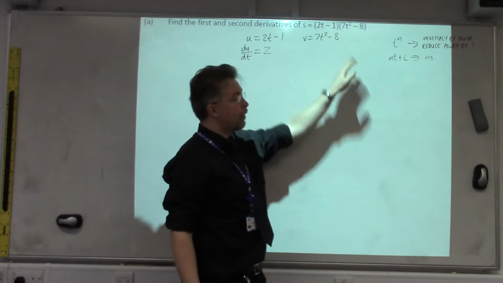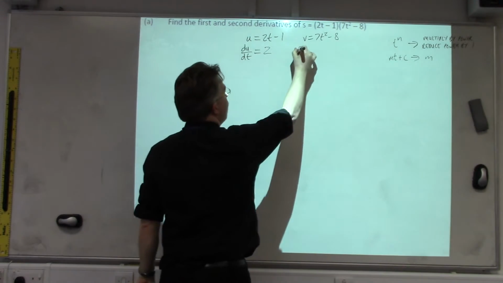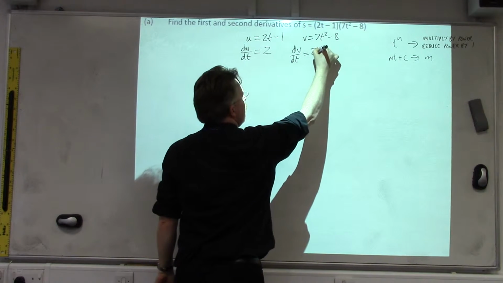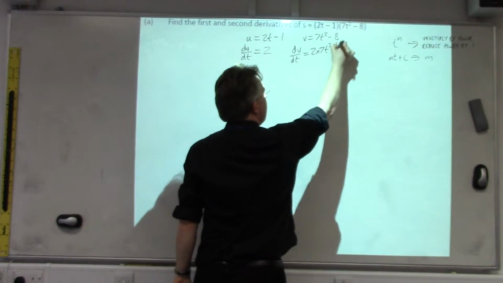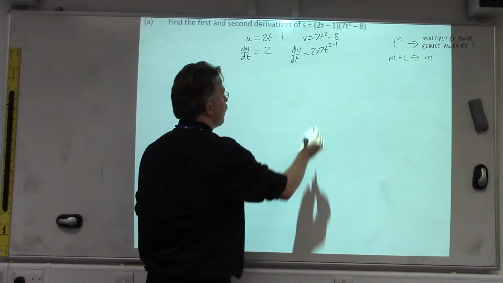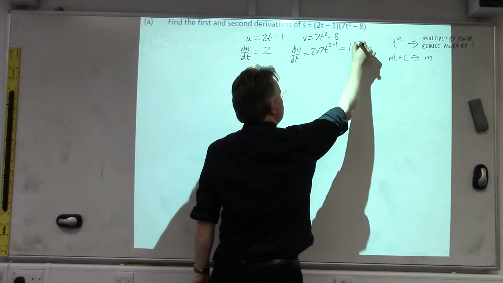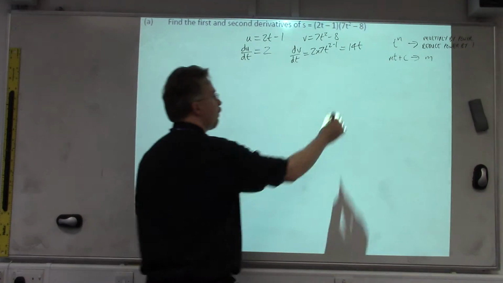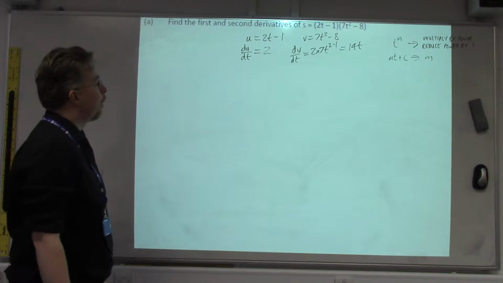We've got v equals 7t squared minus 8, so that starts with a t to the n start, so we multiply by the power, so dv by dt equals 2 times 7, and we would take 1 off the power, 2 take away 1. The minus 8 is the plus c bit, so that just disappears. So simplifying, 2 times 7 is 14. 2 take away 1 is 1. We don't need to write powers of 1, but if you write the 1, it's fine. It just automatically means power of 1.